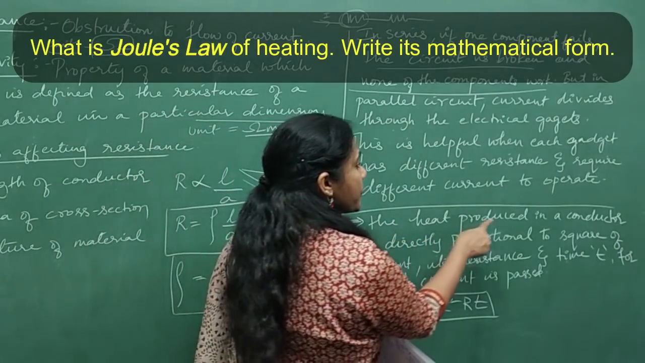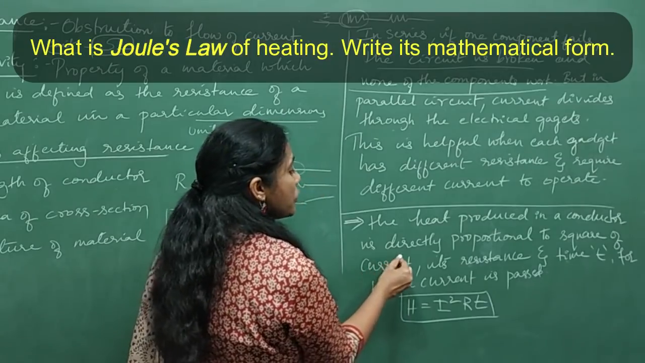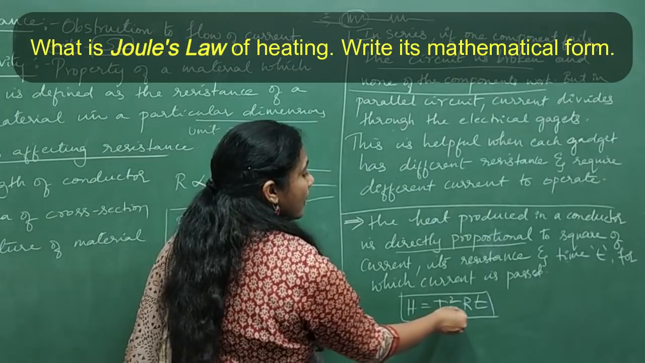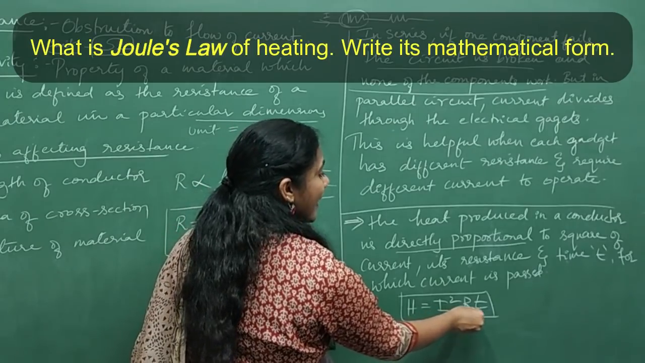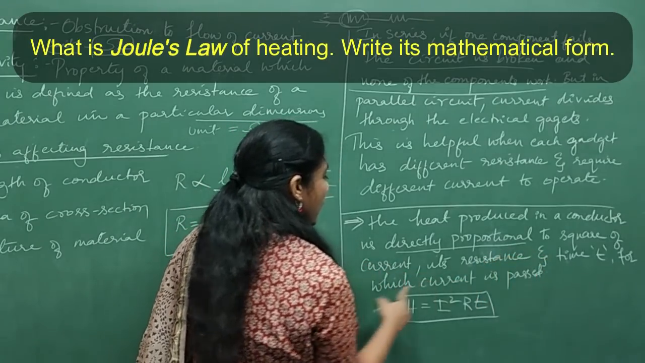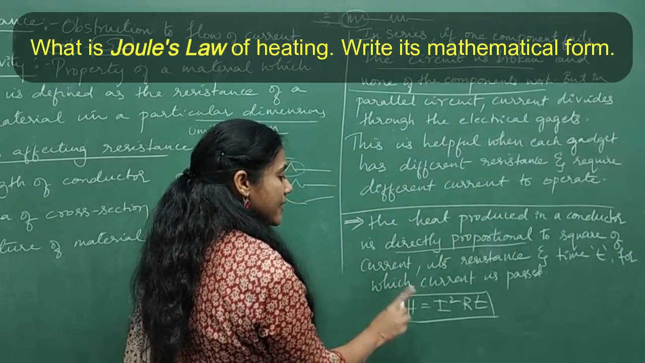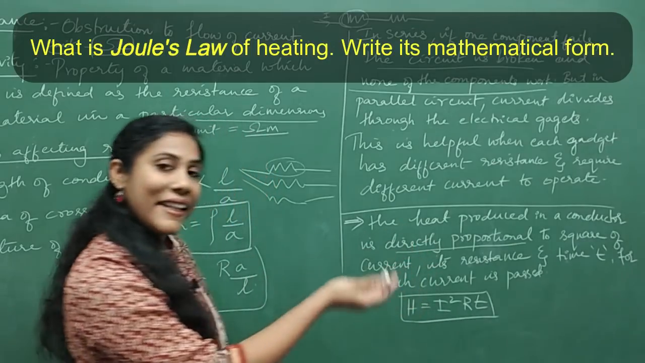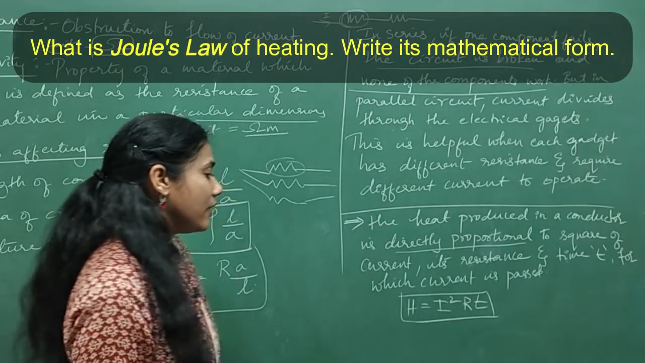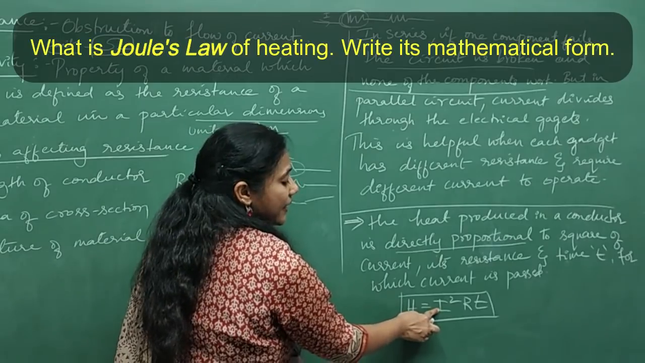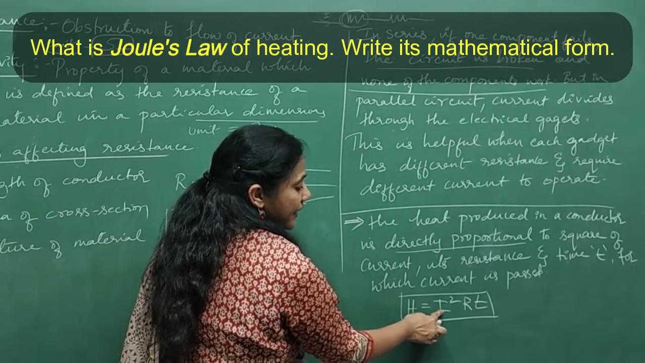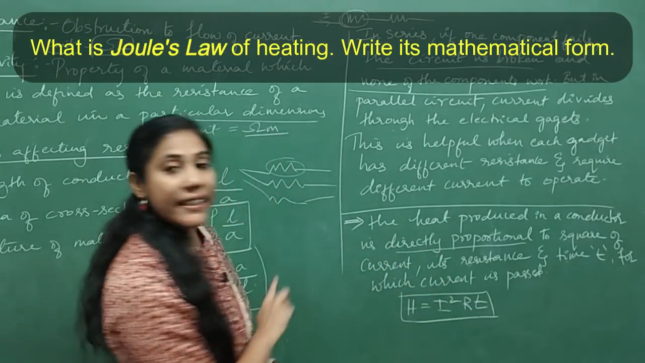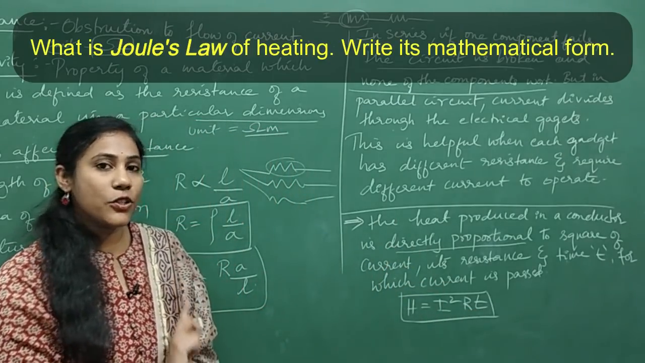The heat produced in a conductor is directly proportional to the square of the current, the resistance, and also the time for which the current is passed. That's it. So whatever the formula you have, based on that you can define any statement. That's what I have done here, right? Heat produced is directly proportional to the square of current, resistance of a conductor, and time for which current is passed. That's it. So that is your definition.